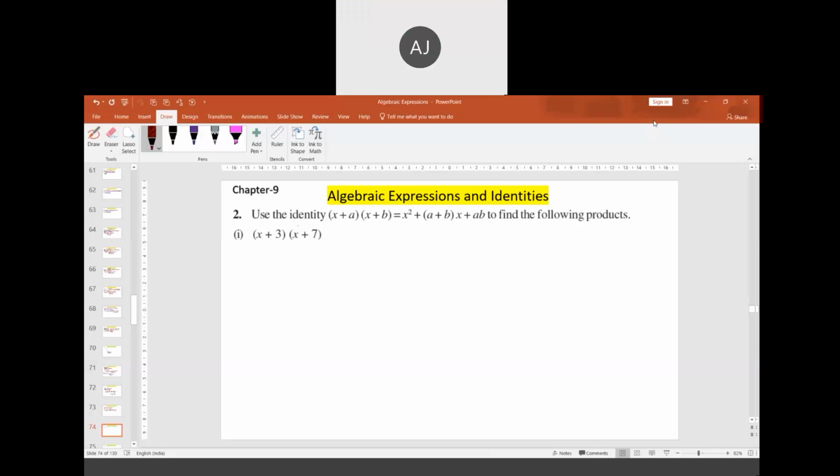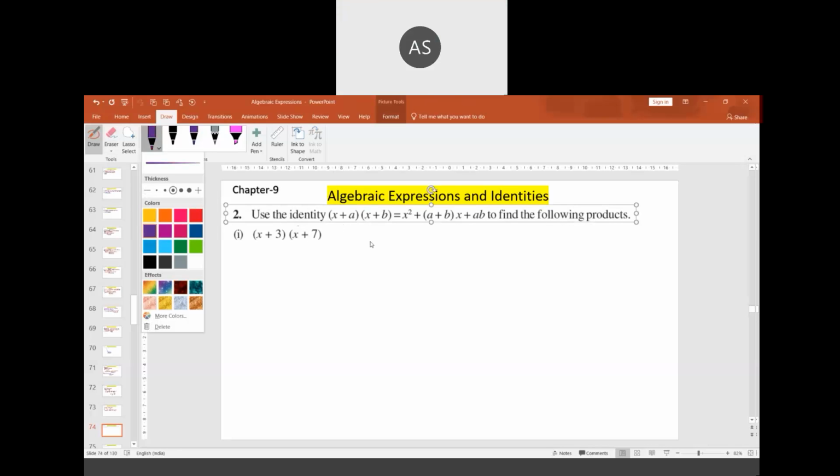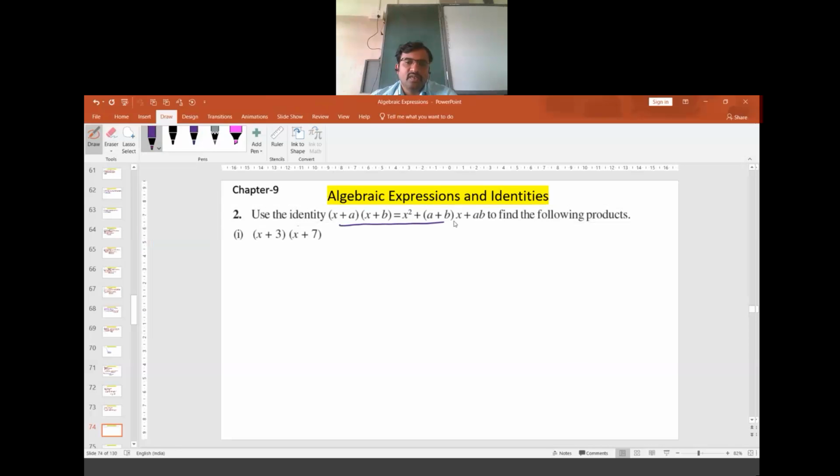Okay. This second question, they have given the identity. We have to use this particular identity and we have to solve. This is the identity given.